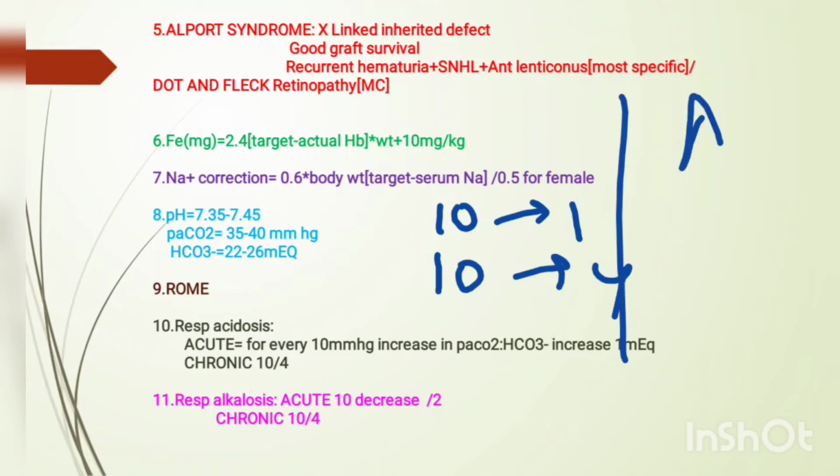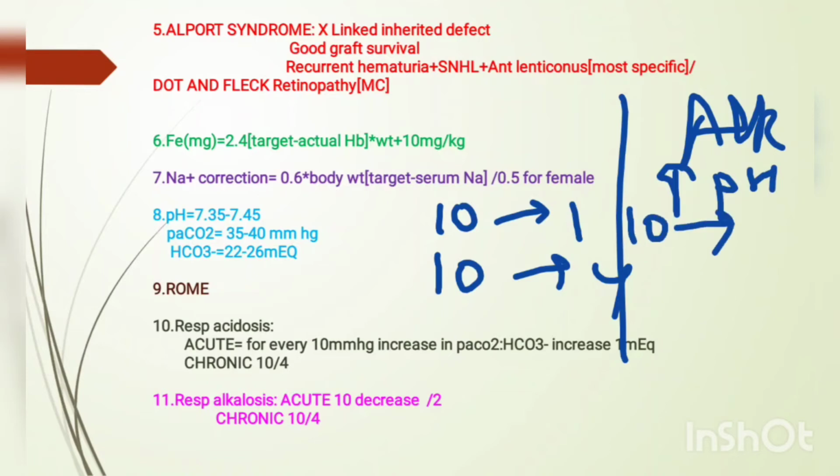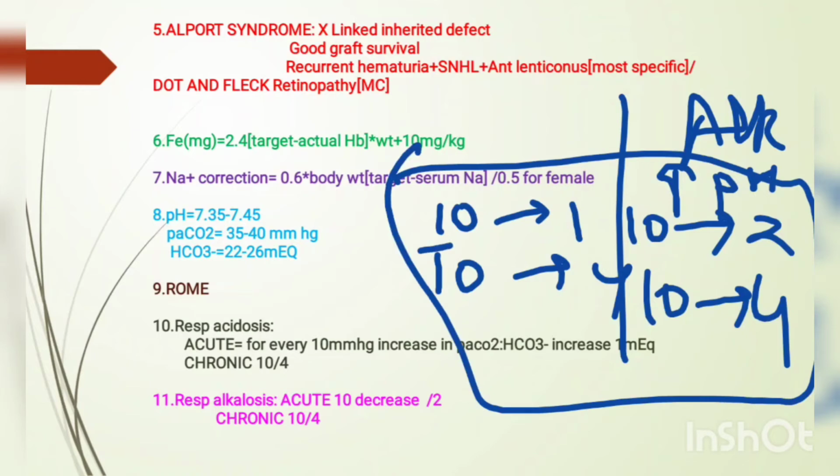Now for alkalosis, pH has increased, but PaCO2 and bicarbs will decrease. So for every 10 mm decrease in PaCO2, bicarbs will decrease by 2, and in chronic, for every 10 mm decrease, bicarbs will decrease by 4. So remember this.